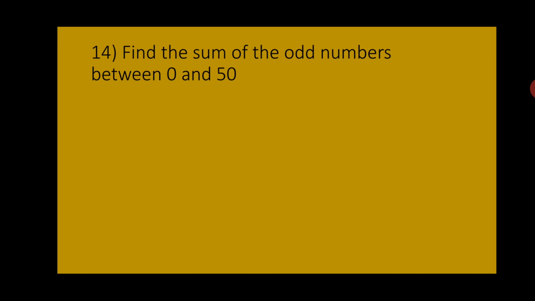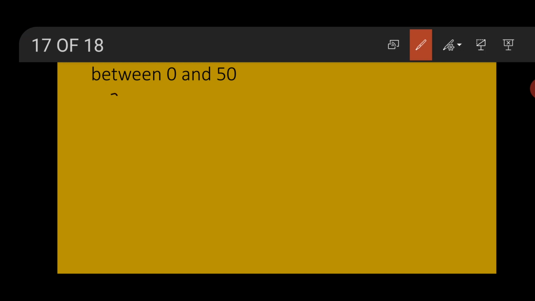Next, find the sum of the odd numbers between 0 and 50. Yes, this is the last problem. What is the sum of odd numbers between 0 and 50? Odd numbers start from 1, then the next number is 3, the next is 5, up to 50, which means the previous number, 49. So here what is given?